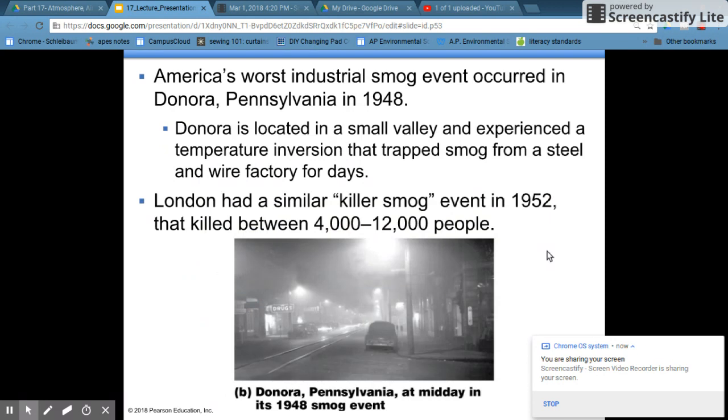Your book talks about several smog events in the United States and across the world. London had an event in 1952, before there were a lot of regulations on pollutants, and they called it the killer smog, and it killed thousands of people. It's an interesting bit to read, although it's sad and kind of scary. You need to go to your textbook and read that little bit about the killer smog.